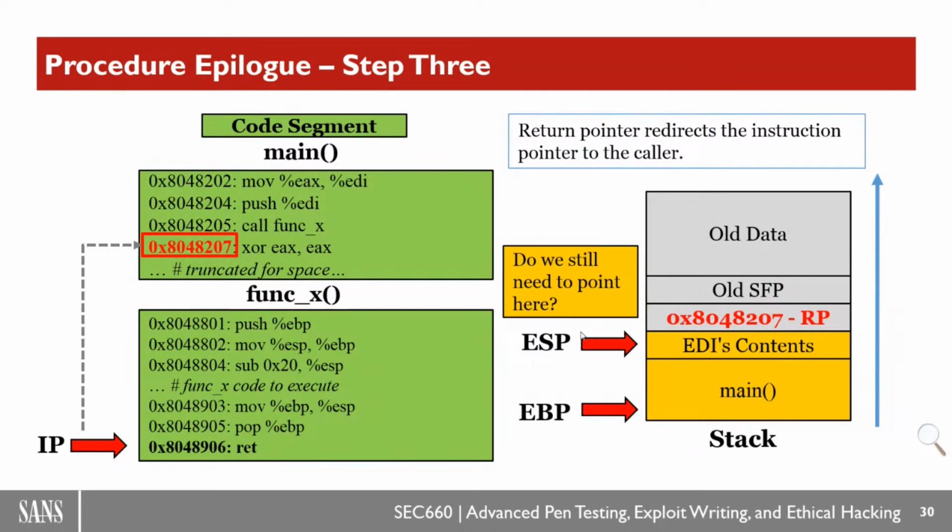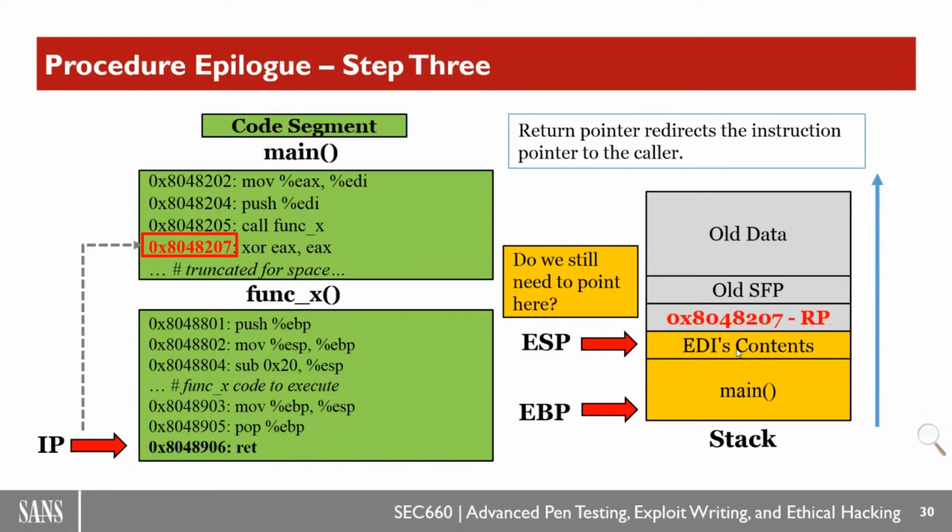Now, a quick question though. Do we still need to point here? What does that mean? Look over on the right. The stack pointer, after we return to the return pointer, advanced forward 4 bytes in this case, because that's what it does. It's now pointing to the old argument that we no longer need. We don't want it pointing to that. So we need to adjust that.